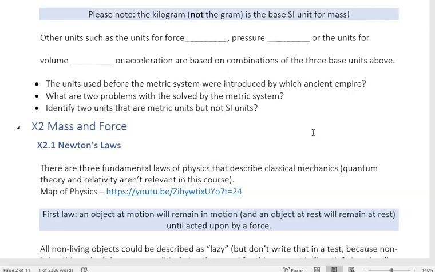The units used before the metric system were introduced by which ancient empire? These are our review questions. Romans. What are two problems that were solved by the metric system?